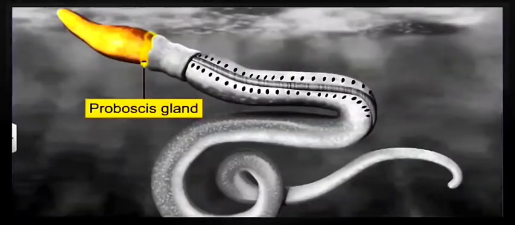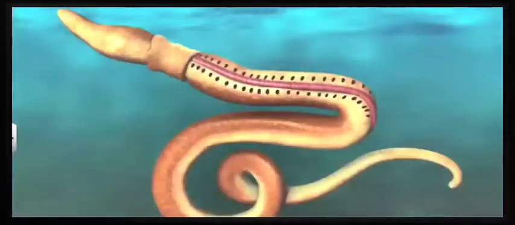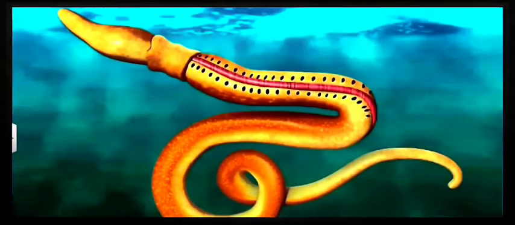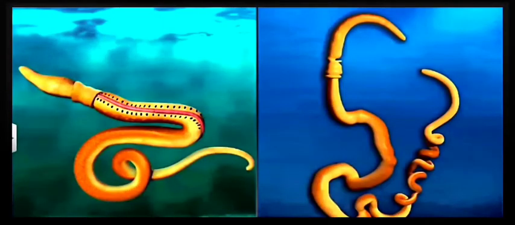They show open circulatory system. They are dioecious, male and females are separate. Fertilization is external with a larval development. Balanoglossus and Saccoglossus are common hemichordates.